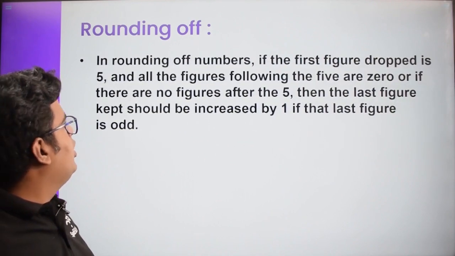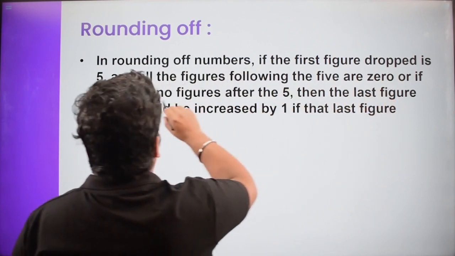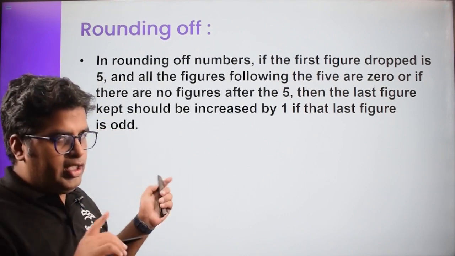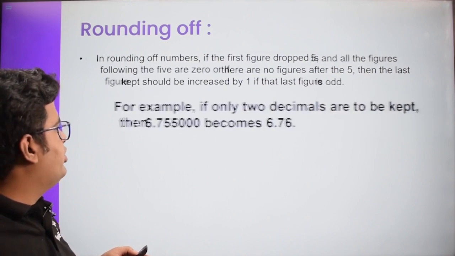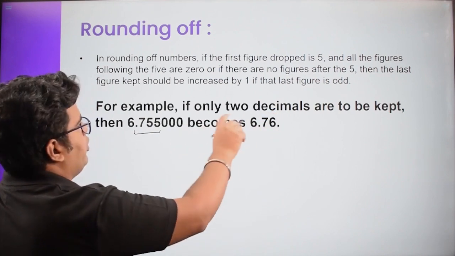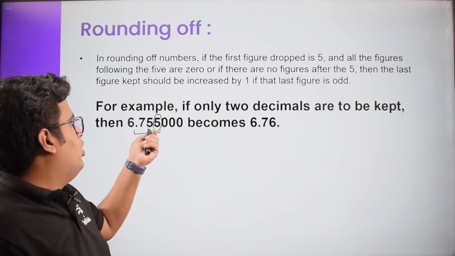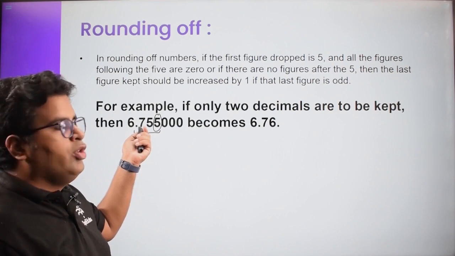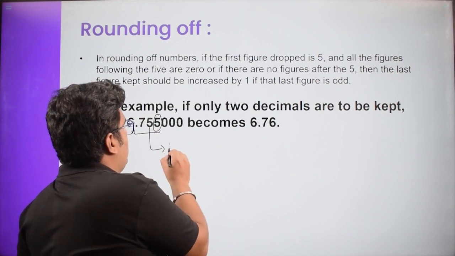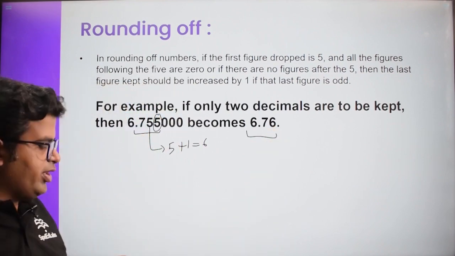Now we have another rule. In rounding of a number, if the first figure dropped is 5 and the figures following the 5 are 0, or if there are no figures after the 5, then the last figure kept should be increased by 1 if that last figure is odd. Now that's the case of odd. We'll see it by an example. See, we have 6.755. Now how many decimals do we want? We want 2 decimals. So this is the dropping number, right? And after that we have trailing zeros, right? Now the number before this is odd. If it's an odd case, meaning it's not even, you have to increase it by 1. So you have to increase this 5 by 1. So 5 plus 1 equals 6. So you'll have the answer as 6.76. Now we'll move further.